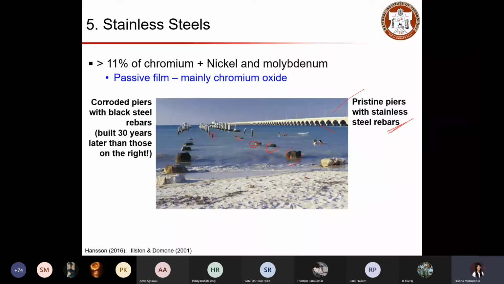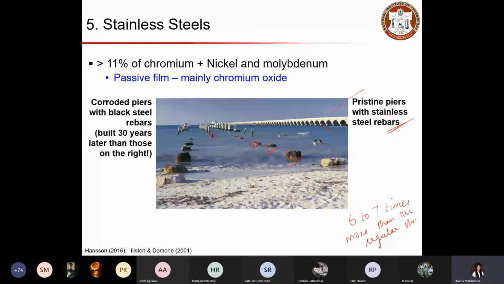So that is why it is always advantageous to use stainless steel for such kind of applications. But the only constraint is the cost. So stainless steel cost would range about 6 to 7 times the regular steel rebars.